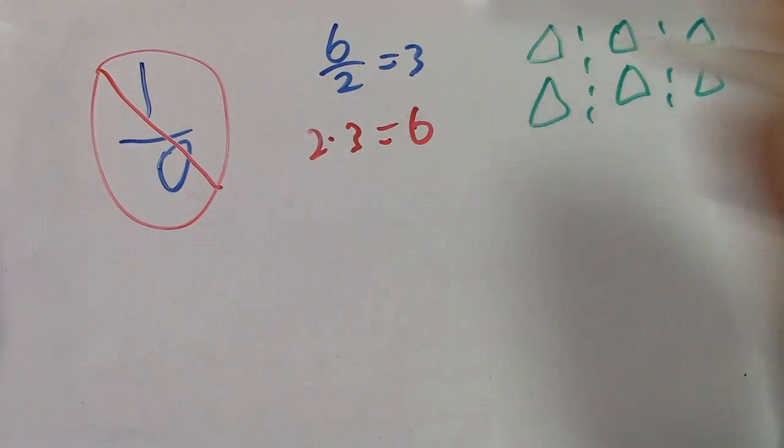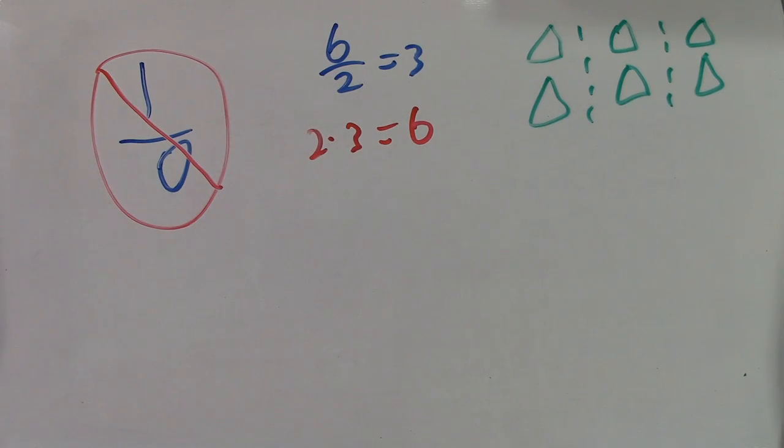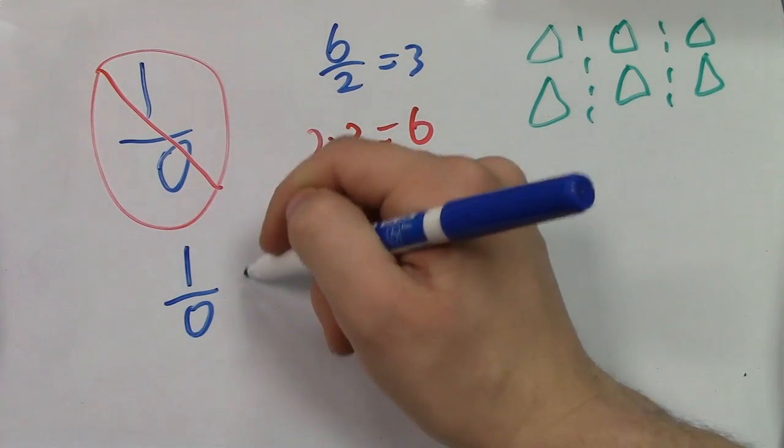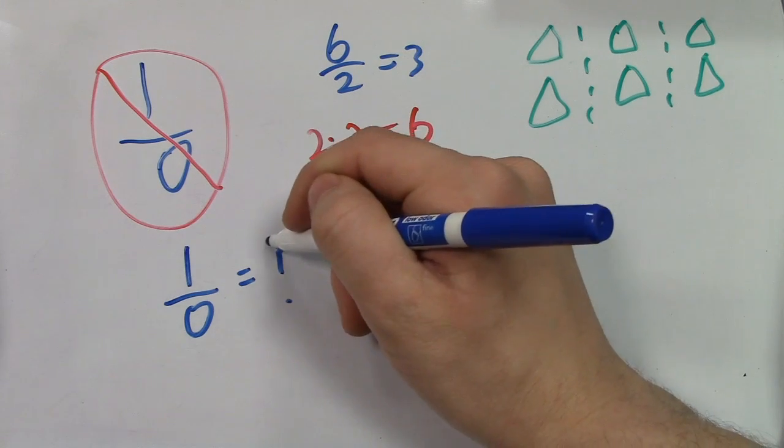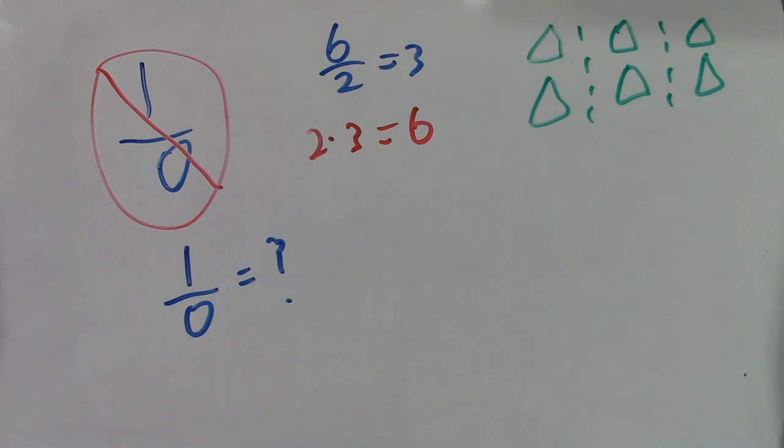Now let's try this with 0. So we want to split 1 into groups of 0. How many times can we do this? Well, we're really not sure, because a group of 0 is nothing. So we're essentially being asked to split something into nothing.